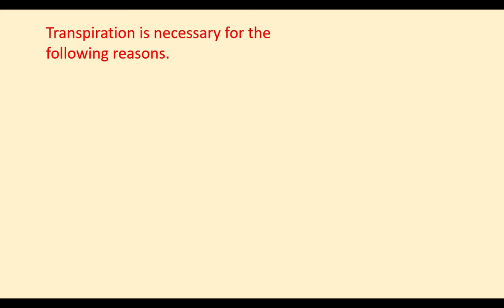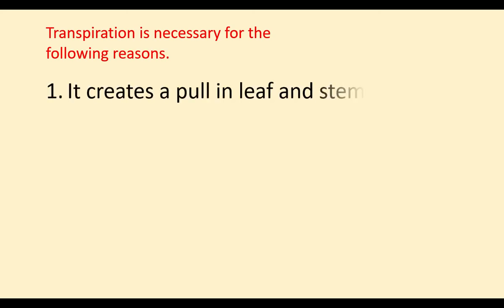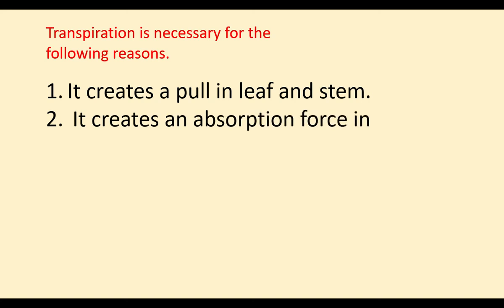Transpiration is an important activity. Transpiration creates a pull in the leaves and stem. The water loss through the leaves causes a suction pressure or a pull. This transpiration pull creates an absorption force in the roots. Water is lost through the leaves, that causes absorption pull in the roots, so roots absorb more water.